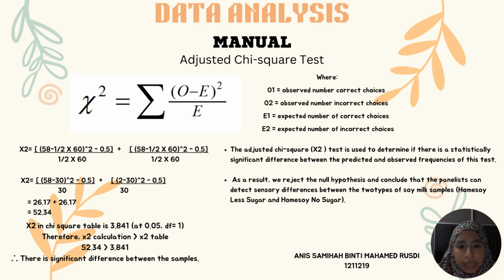The purpose of the chi-square test is to determine if there is a statistically significant difference between the predicted and observed frequencies of this test. The chi-square critical value for a one-tail test with 1 degree of freedom, df equal to 1, and alpha 0.05 is 3.841. The chi-square statistic, 52.34, is greater than this value, indicating that there is a significant difference between the two samples. As a result, we reject the null hypothesis and conclude that the panelists can detect the sensory differences between two types of soy milk, which are whole soy less sugar and whole soy no sugar.